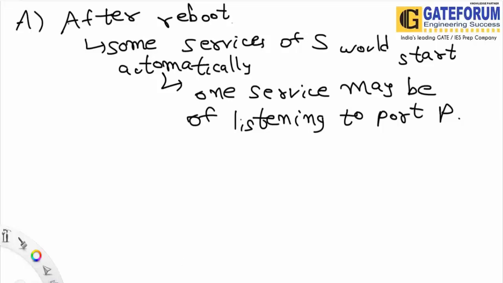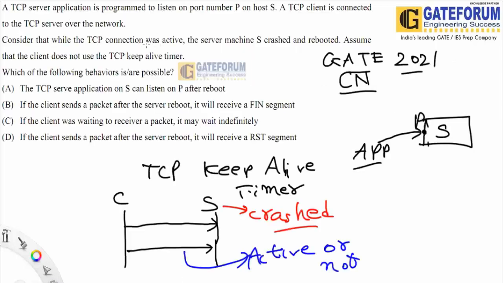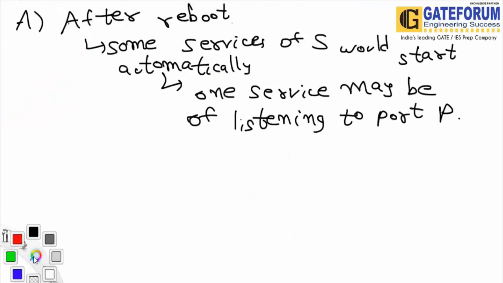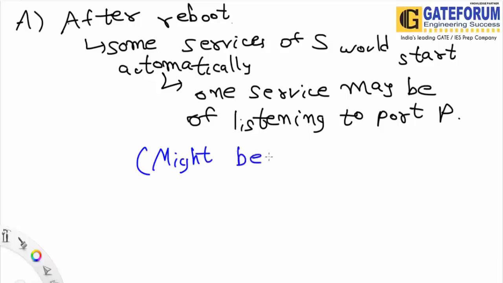Okay, so the connection was already active, and it might again restart the connection. And can the TCP server application on S listen on P? So this is one of the possibilities. It's not always the case. Always understand the concept. It might be possible, so this one is possible. I'm not saying that this is 100% the case. It would be possible if it automatically starts listening on port P, meaning it got rebooted and this starts working as soon as the server gets started.